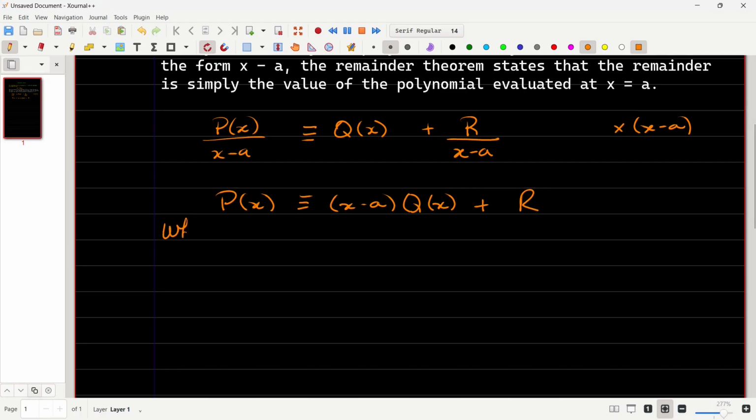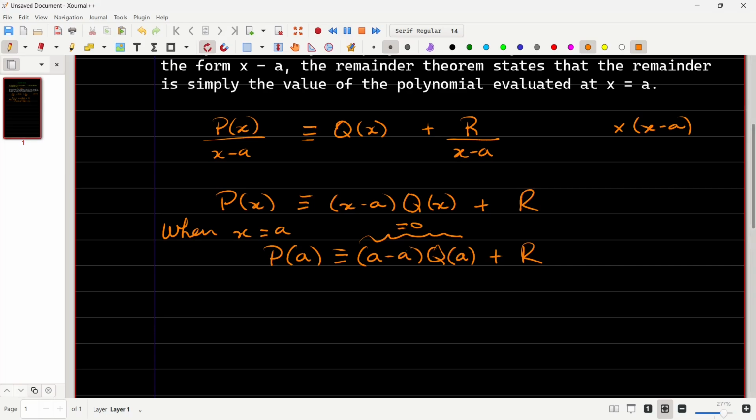Now this remainder can be found where x is equal to a. So when x is equivalent to a, then p evaluated at a would be equivalent to a minus a times q evaluated at a plus r. Now this here doesn't matter. This is equal to 0 because a minus a is 0 and 0 by anything is 0. So what we get is that the polynomial evaluated at a is equal to the remainder. So this is the basis of the remainder theorem.